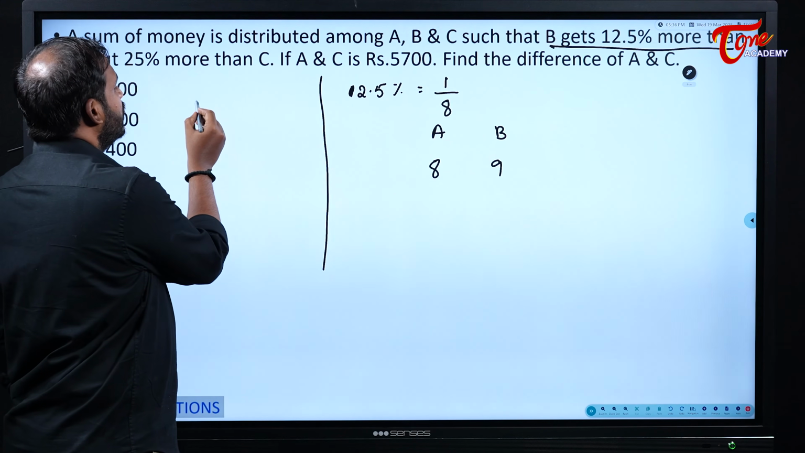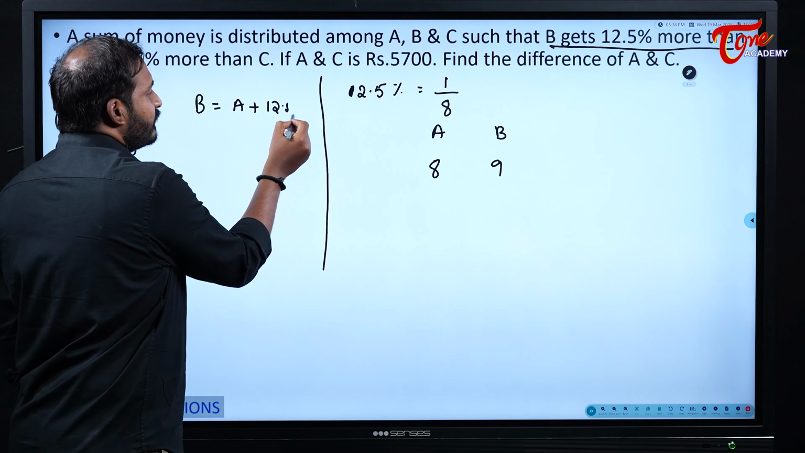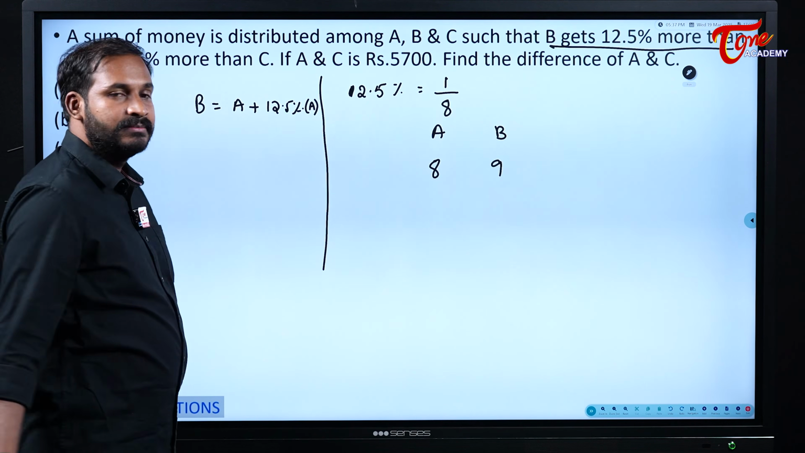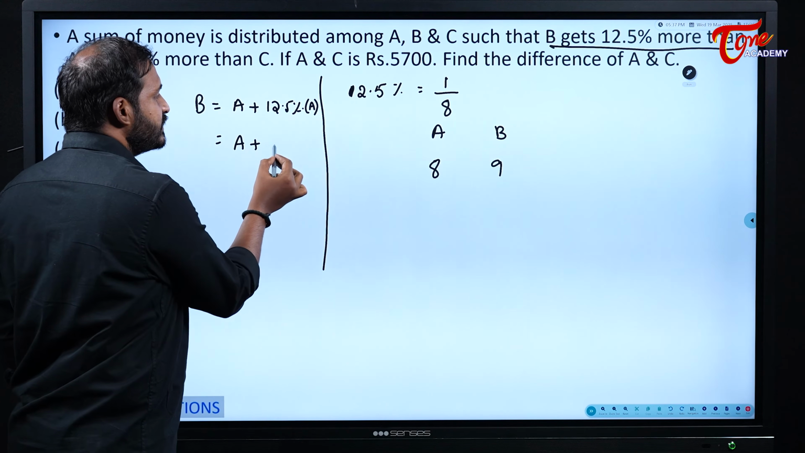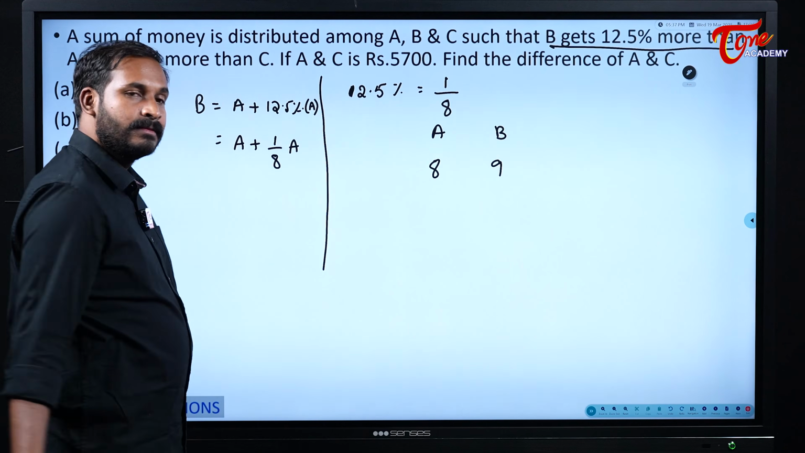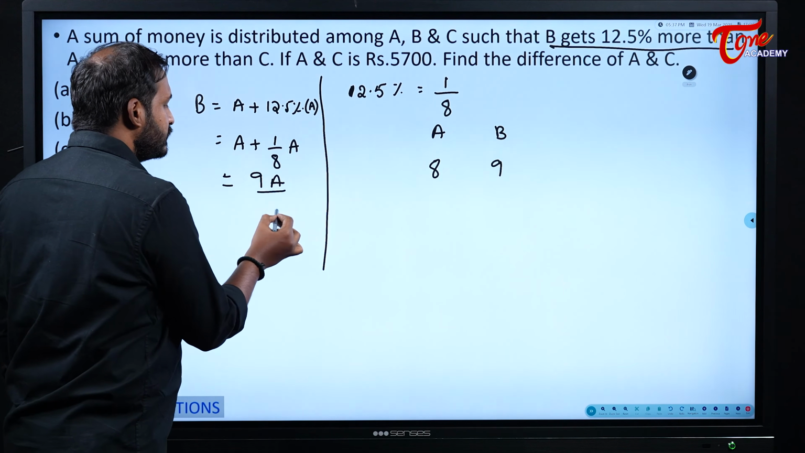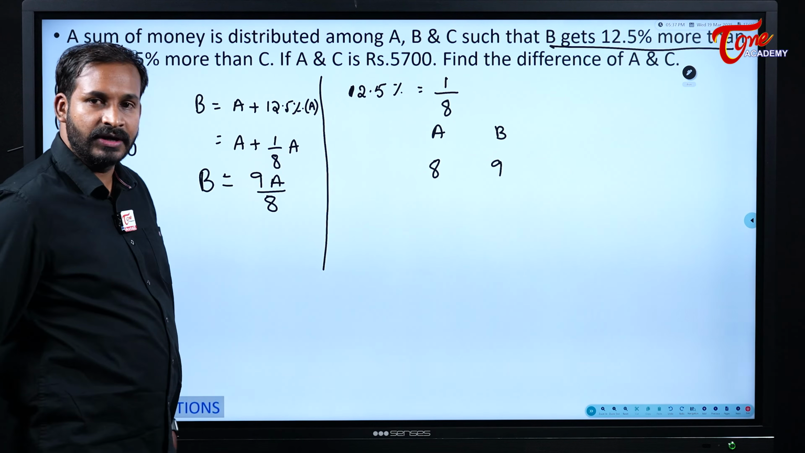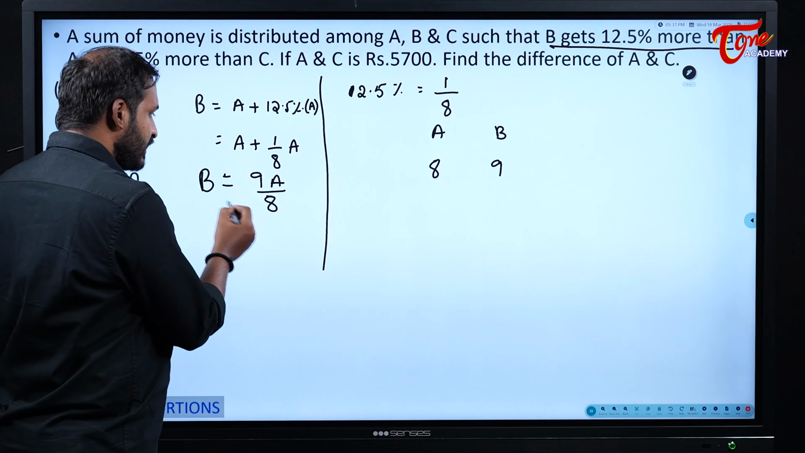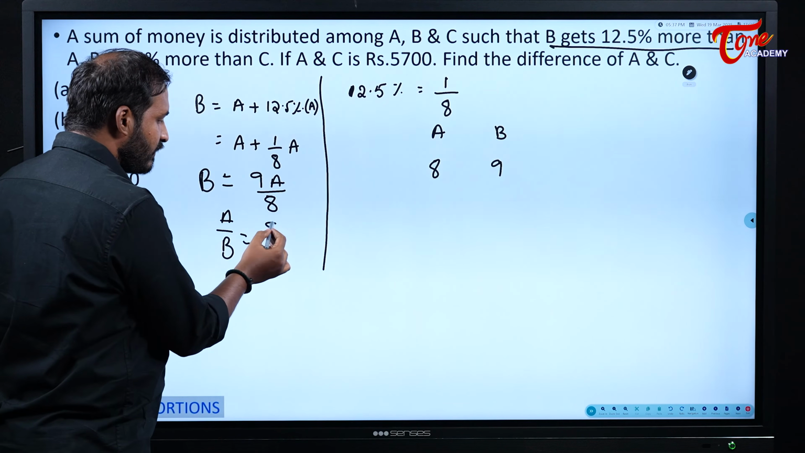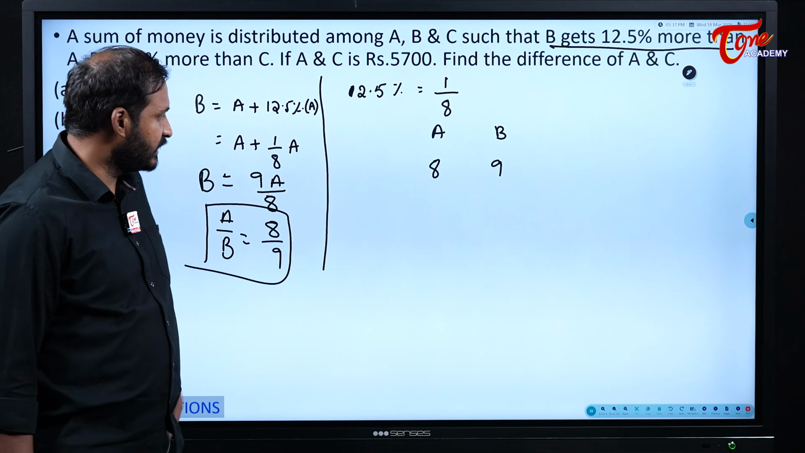B gets 12.5% more than A, right? That means B is equal to A plus 12.5% of A. Am I correct? So A plus, what is 12.5 percentage? 1 by 8 of A. Yes, we all know it very well. Now next, what happens to this? 9A by 8 is equal to B. B is equal to 9A by 8. Okay, good. Now what happens to A by B? I will send B to this side and this 9 by 8 to that side, and it will become 8 by 9. So the relation between A and B is 8:9. The same thing I have written here.